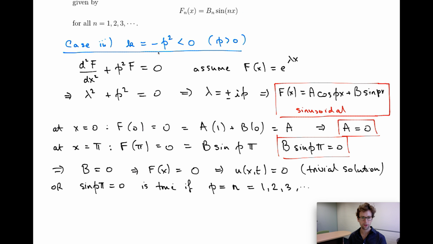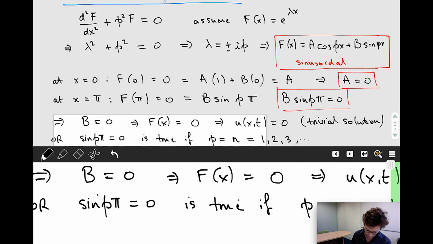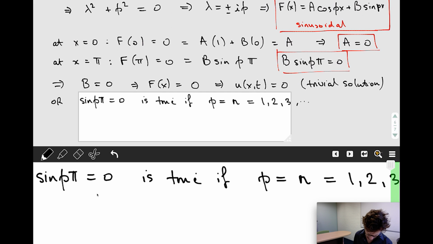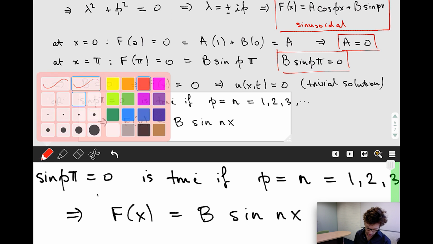So in our third case here, we looked at k being a negative number, which we said was negative p squared. Our solution then was of the form of a sinusoidal solution. And when I used my boundary conditions, I ended up finding that the only possible non-trivial solution, that is when I don't have this whole thing equal to 0, is going to happen when I have a solution of the form f of x is equal to b times sine nx. So that's the only solution that is non-trivial.